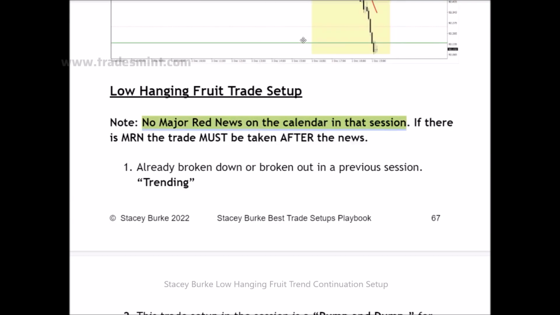So for me, the U.S., I want to make sure there are no major red news announcements, because we could get into what we perceive as a trend and then boom, there's a 50 pip spike into our supposed trend. So we're looking for sessions where there is no major news. We want to see an already broken down market or broken out market in a previous session that's moving and trending. So typically that will be a market that's already coming out of a first red day setup, or we have broken a boundary at high of the week, low of the week, and it's reversing and trading to the other previous day's high or low.